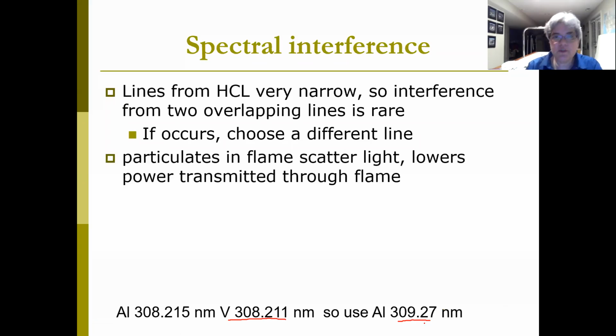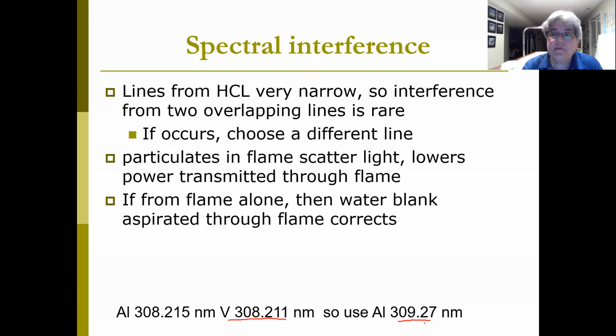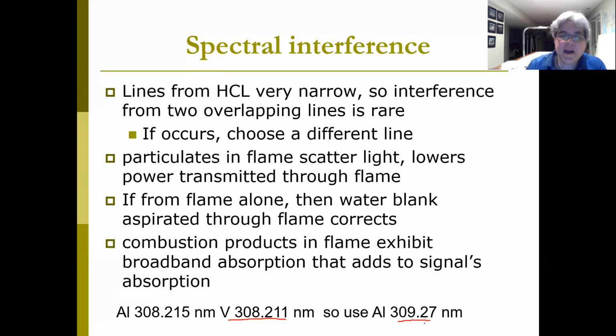Another thing, sometimes your flame will scatter light, and that will lower how much light is getting through the flame. If it's just the flame doing this, then the blank will correct for this. All right, and then the third kind of spectral interference that we can have is sometimes there's combustion products. Something forms in the flame, and it has a broadband absorption that interferes with your signal's absorption.